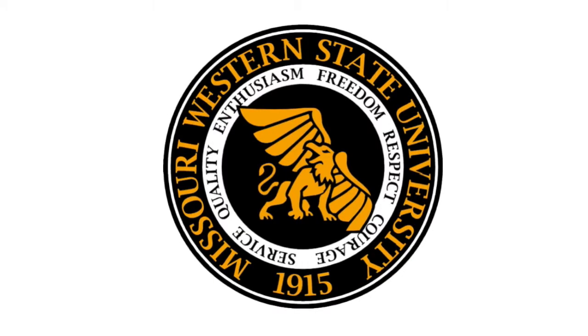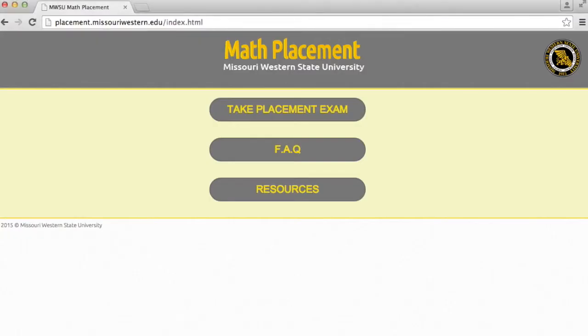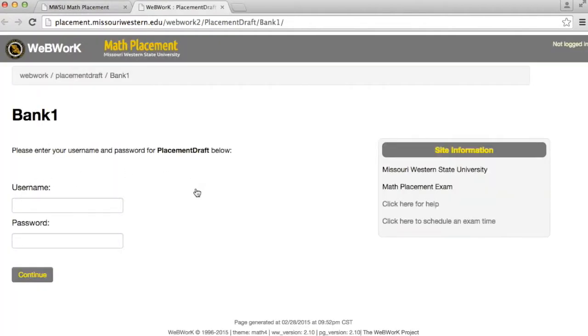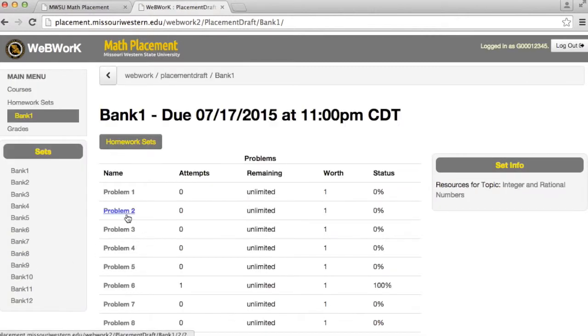Syntax and the placement exam. In the placement exam, you will be asked to input certain questions, and syntax matters. So if we look at maybe some of the questions, we can go to a sample exam. Again, you input your G number and a password, which is going to be the month and day of your birth date. You can see that there's a bunch of questions. Let's take a look at a question here.